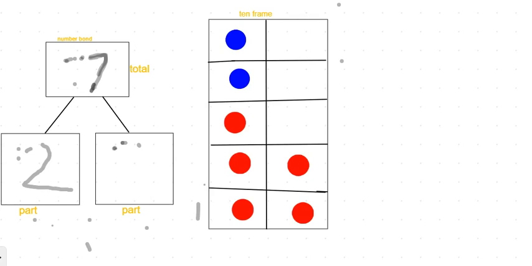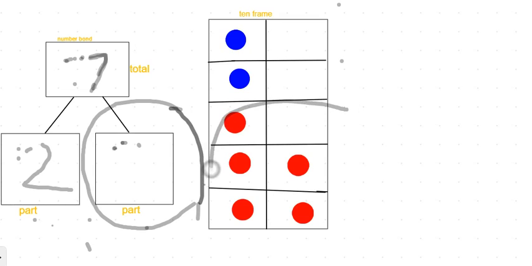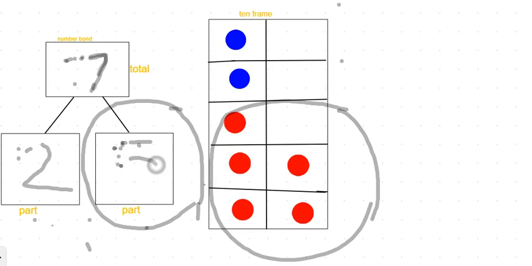So if the total is 7 and the part is 2, what's the missing part right here? What would I need to put here? I would need to put the missing part, which is 5, because the part we filled in earlier was 2. This is the 10 frame and the number bond. So we did the total, part, part, whole, and we use the number bond system.